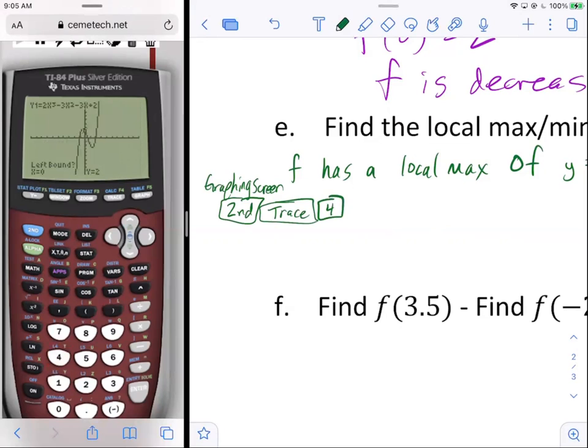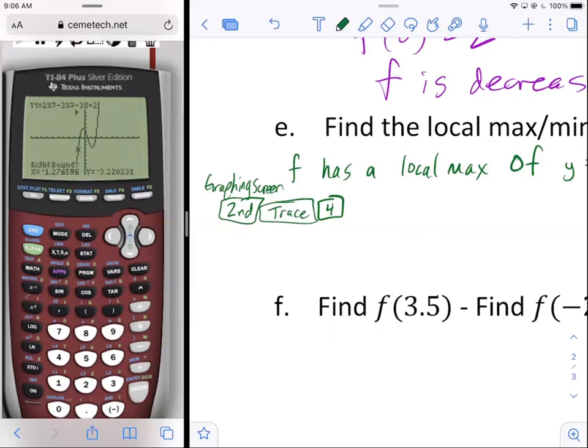Right? And it's going to ask you for 3 pieces of information: left bound, right bound, and guess. So for your left bound, all you got to do is scroll until you know for sure you're to the left of that high point. Okay, and it's nice you have a visual here. Yes, I can clearly see that I'm to the left of the maximum. So how far to the left do you want to be? Not too far. How close to the high point do you have to be? Not too close. You know, if you want to come down here, that's fine. I know I'm definitely to the left.